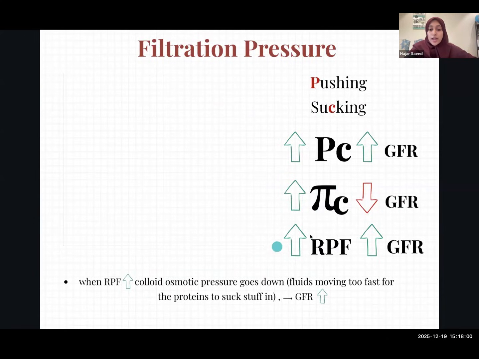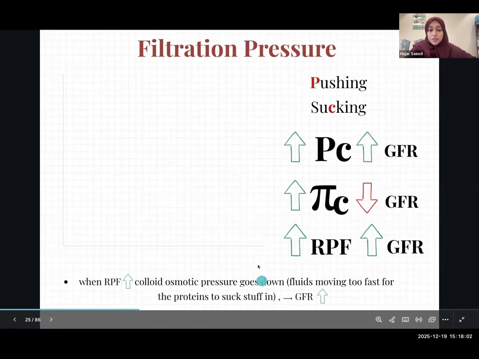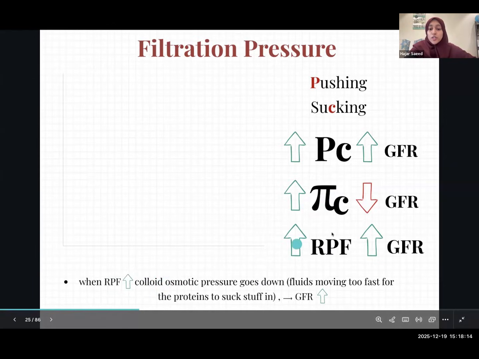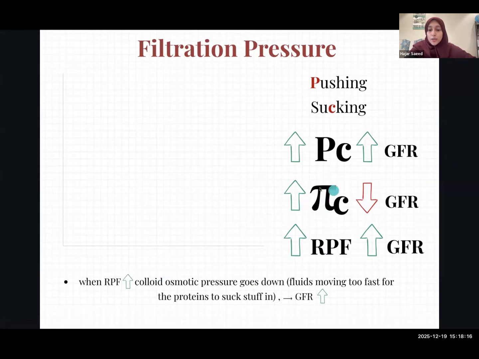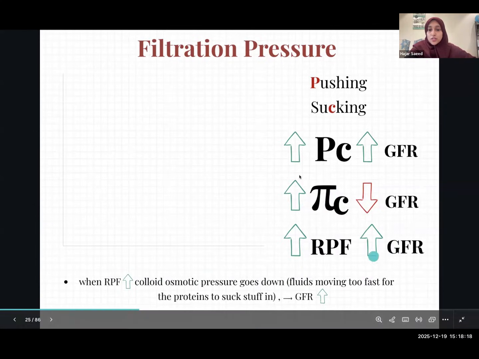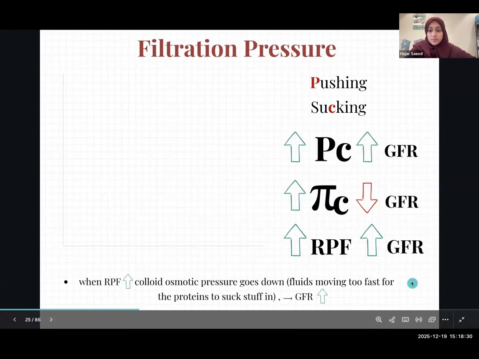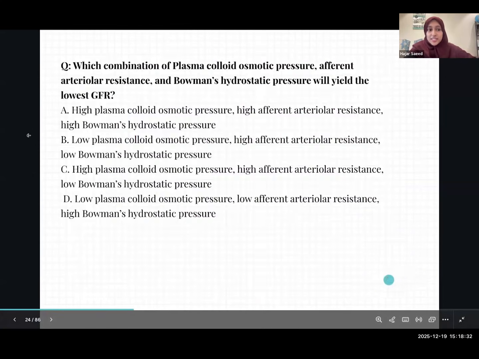When renal plasma flow is high, a bunch of things are flowing into the capillary really fast. And if it's flowing super fast, the colloid osmotic pressure goes down because the proteins can't suck in a bunch of stuff. They just don't have time because the flow of plasma is so fast. So when renal plasma flow goes up, oncotic pressure goes down, GFR goes up. So repeat one more time. When hydrostatic pressure goes up, GFR goes up. Oncotic pressure goes up, GFR goes down. Plasma flow goes up, GFR goes up. And the answer to that question is A.